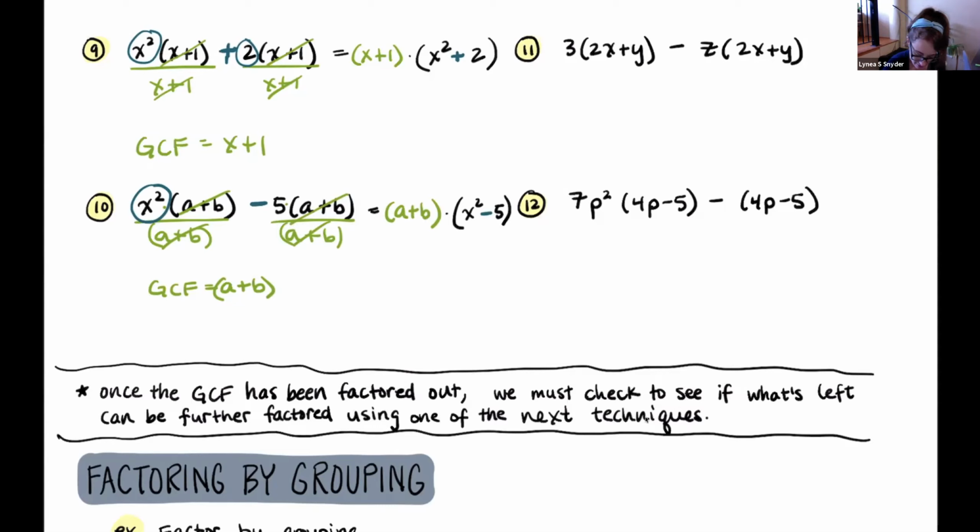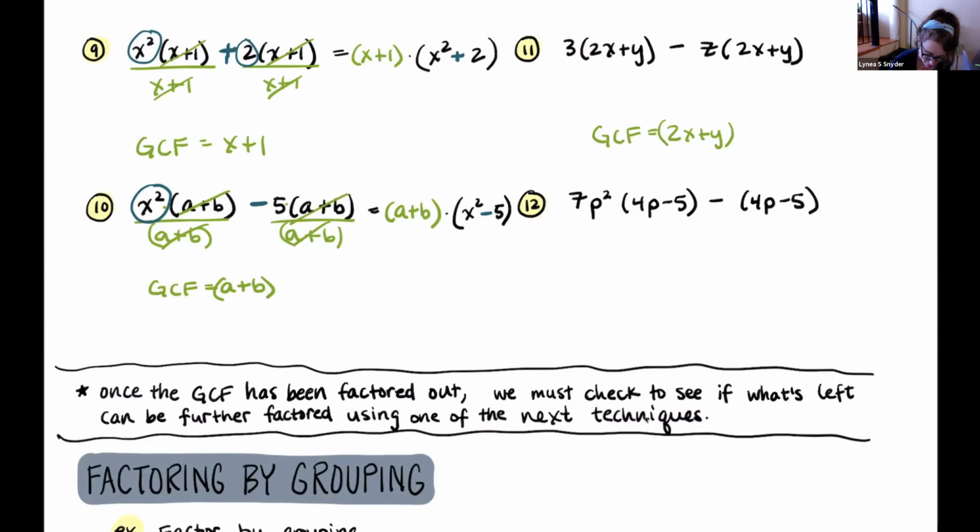All right, example number 11. We've got 3 times 2x plus y minus z times 2x plus y. Okay, and so I hope you can see here, right, the greatest common factor will be 2x plus y. I didn't really mention it before, but if we're looking at the 3 and the z, there's nothing more you could take out, right? If here we looked at the x squared and the 5, there's nothing more we could take out. At the x squared and the 2 here, there's nothing in common with those either. It was just the other part with the parentheses.